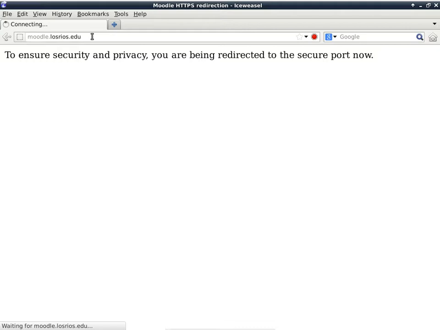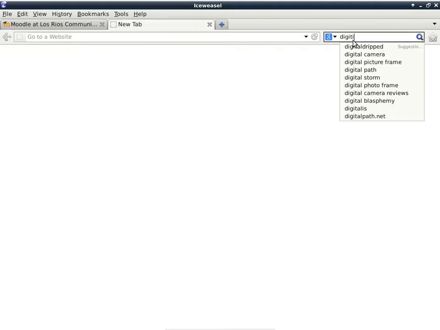You said digitization as well? Digitization. Okay, so let's look up that word because that's basically what I explained the other day. It's called digitization. There we go.